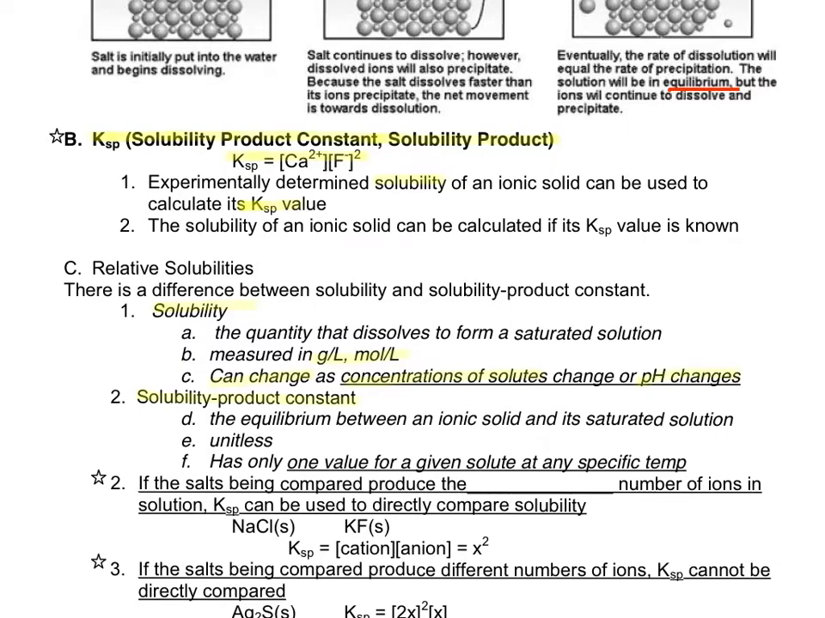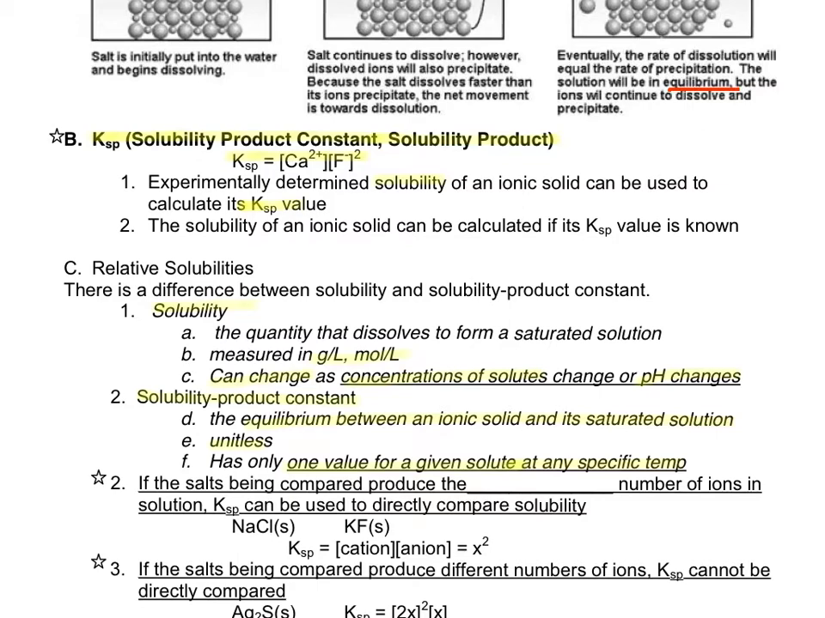The solubility product constant, on the other hand, is the equilibrium between an ionic solid and a saturated solution. It doesn't have any kind of units at all, and it only has one given value for any kind of solute at a very specific temperature. So if I have a solution of calcium fluoride at 25 degrees Celsius, it has a very specific KSP. I can change its solubility around by changing its pH or changing the concentration of the solutes, but its KSP, its solubility product constant, won't change.